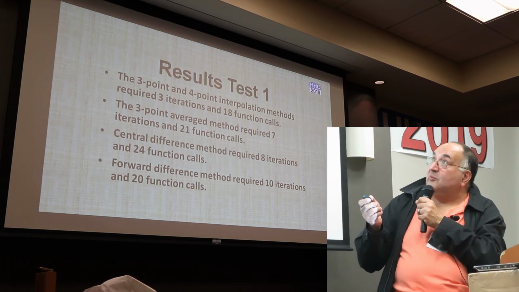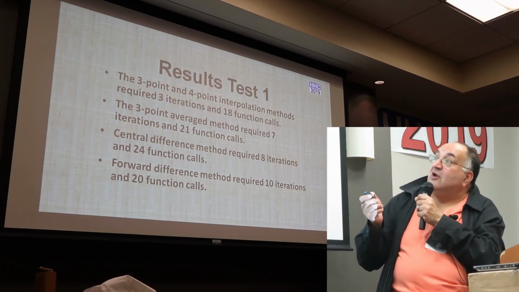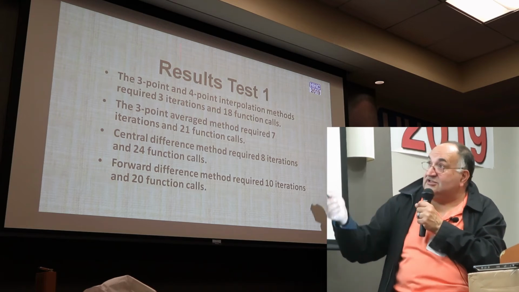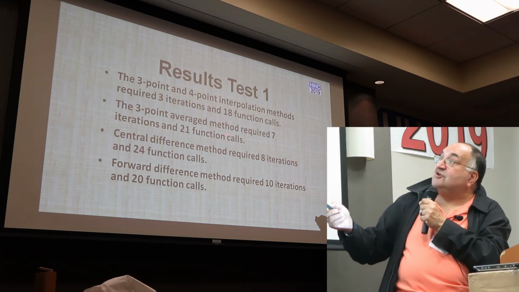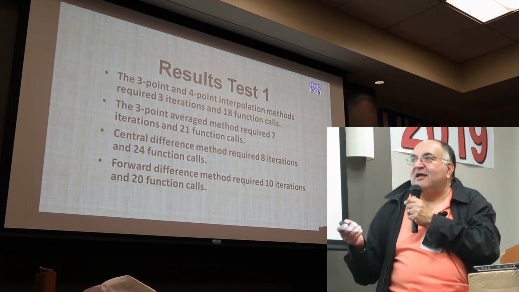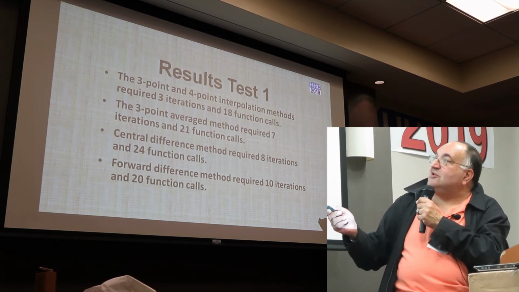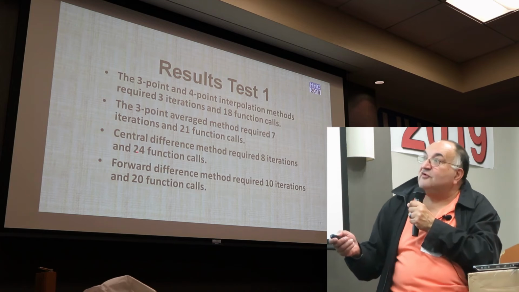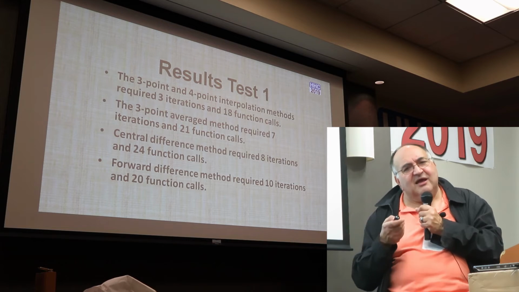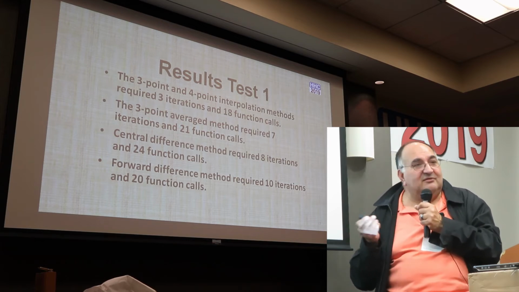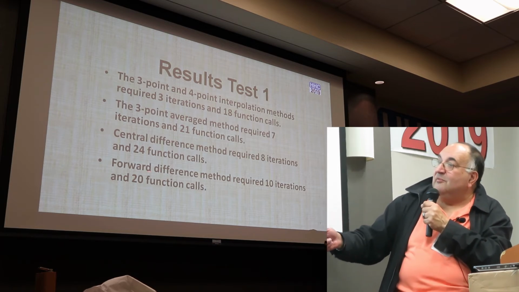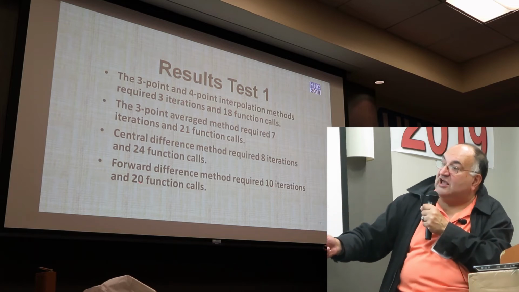The 3-point and 4-point inverse interpolation require 3 iterations and 18 function calls, and that's the best in the set. The 3-point average method requires 7 iterations and 21 function calls. Not really so great. The central difference method requires 8 iterations and 24 function calls. That's the highest. So sometimes when I would play with it, maybe I should have used the central difference all along. No, not really. Sticking to the forward difference actually paid off here because I only have 10 iterations and 20 function calls.